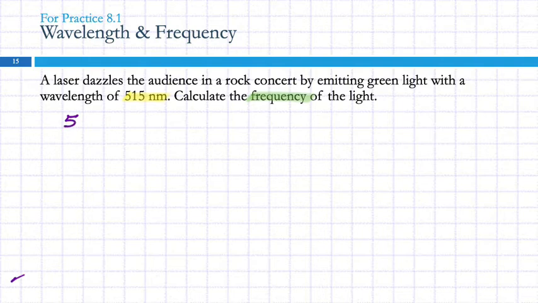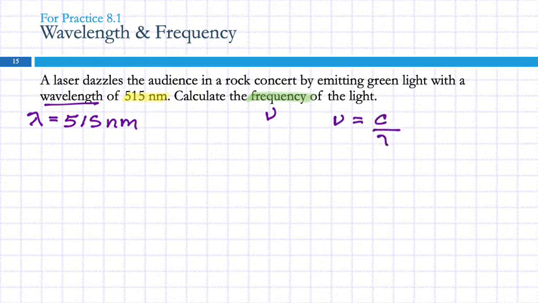So 515 nanometers, and it tells me that's the wavelength. We just learned that the symbol for wavelength is lambda. And it says calculate the frequency, and frequency is nu, that slightly funny looking v. So we had an equation that related these. The frequency was equal to the speed of light divided by the wavelength.